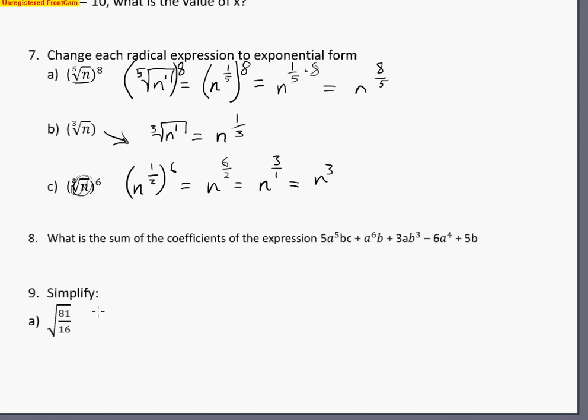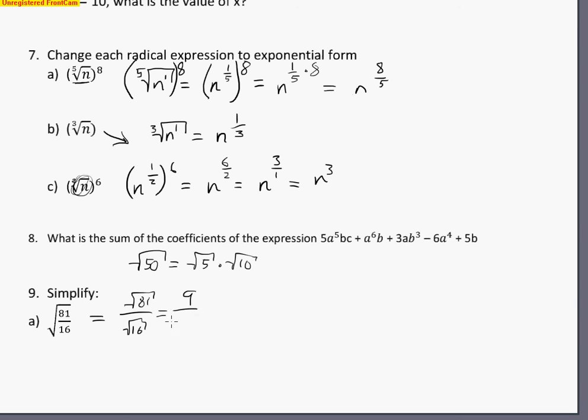Now let's look at 9. For 9, we have to remember that with square roots, we can break them apart. Like if we have square root 50, that's the same as square root 5 times the square root of 10. Okay? Same thing with division. So this is going to be the same thing as square root 81 over square root of 16.